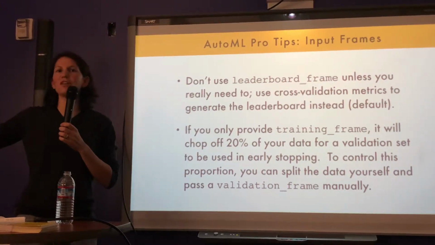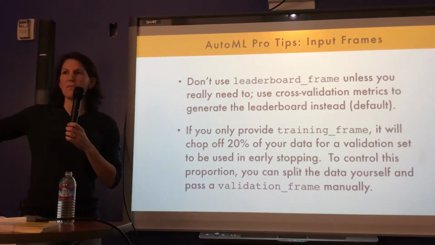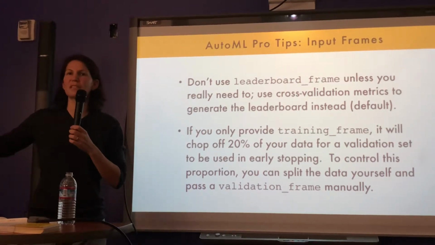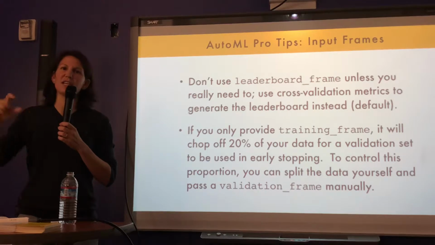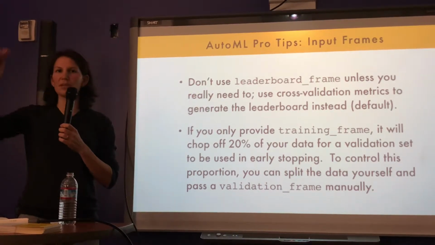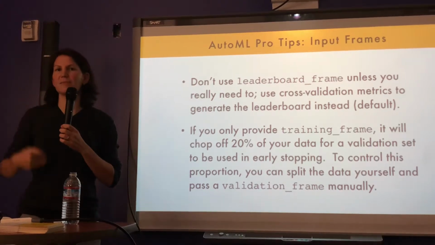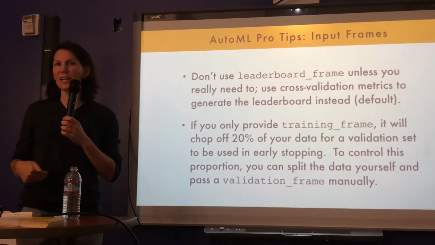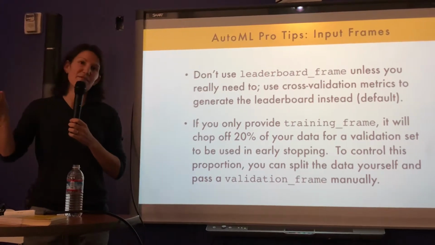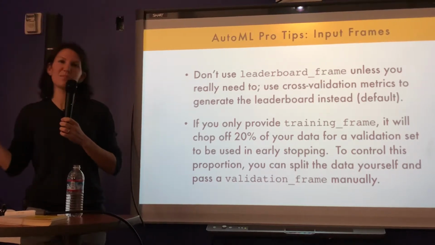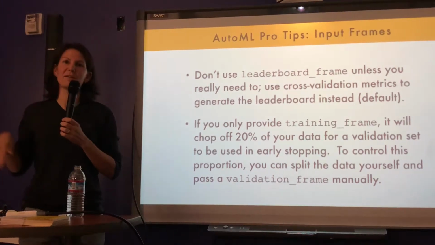So there's no preventing you from doing that. We're just saying you don't need to necessarily chop off a whole piece of your data just to rank the models on the leaderboard to choose the best one. You could just use cross-validation metrics, because by default we're going to do cross-validation anyway, unless you turn it off, and then you would need a leaderboard frame, but we would chop that off automatically.